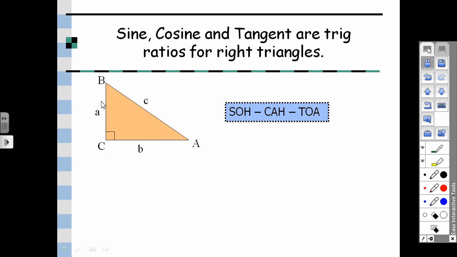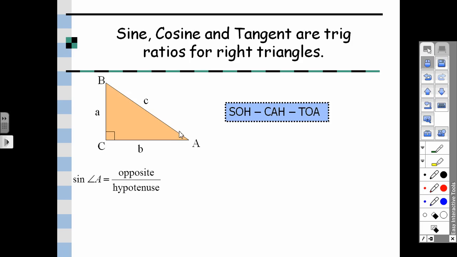The other thing that I wanted to mention here is SOHCAHTOA. A lot of you probably have heard this before, but it is a way for you to remember which sides go with which trig function. So the S here stands for sine, the C here stands for cosine, and the T here stands for tangent. And then the O and the H and the A, those represent the opposite, adjacent, and hypotenuse sides of the triangle. So let's go ahead and formally define sine, cosine, and tangent.